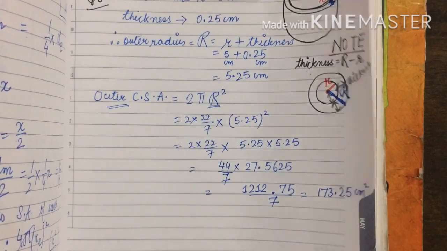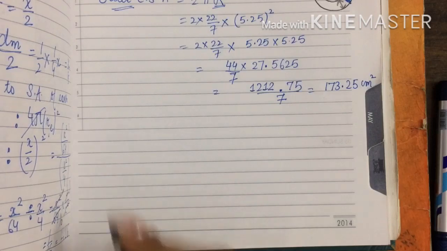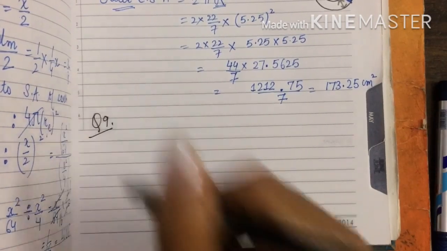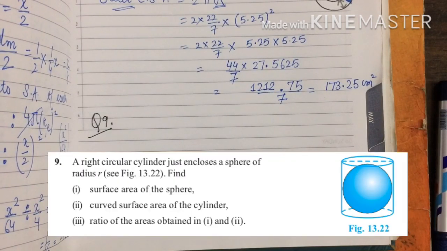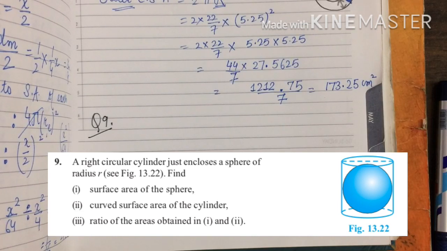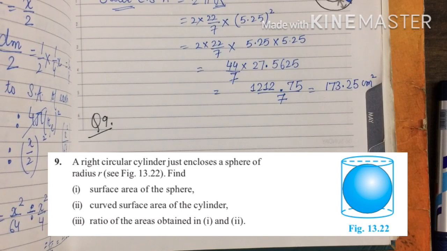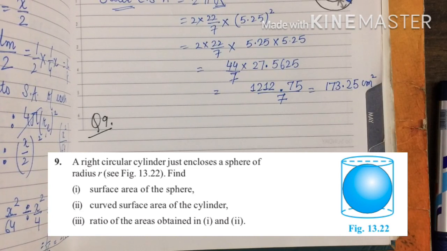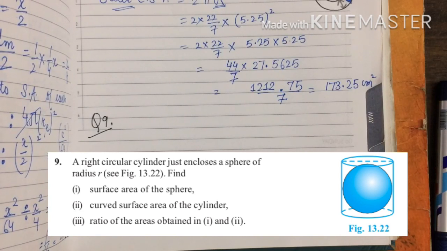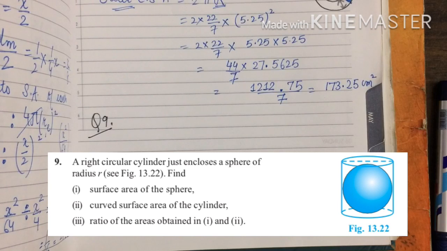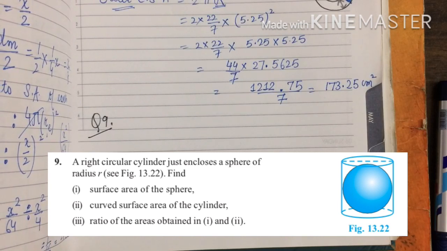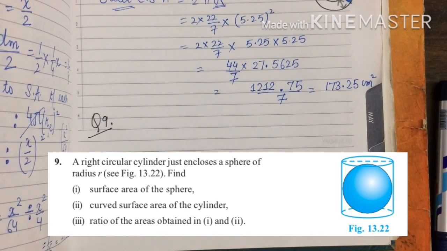It's completely fine. The next question that we have is question number 9th. Let us see. A right circular cylinder just encloses a sphere of radius r. So there is a sphere which has been placed inside the cylinder. The cylinder is enclosing it. Enclosing it means contains a sphere. And the word they have used is just encloses.